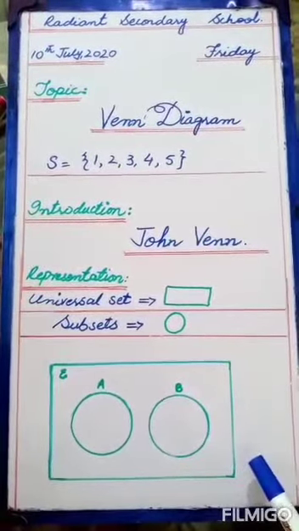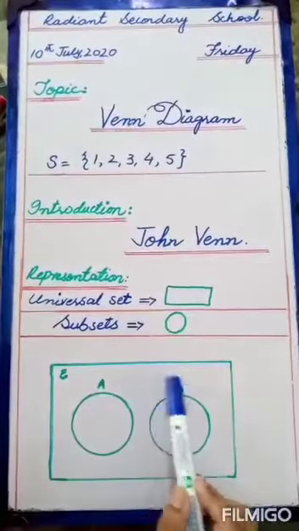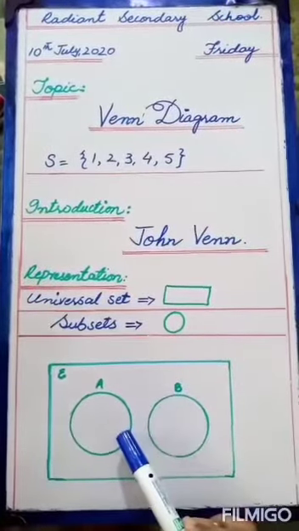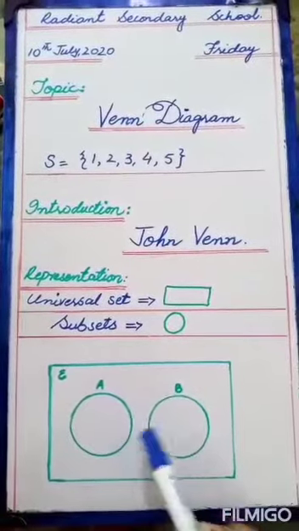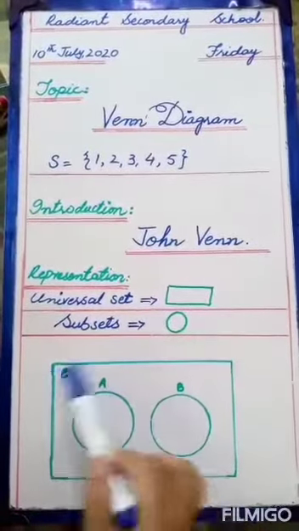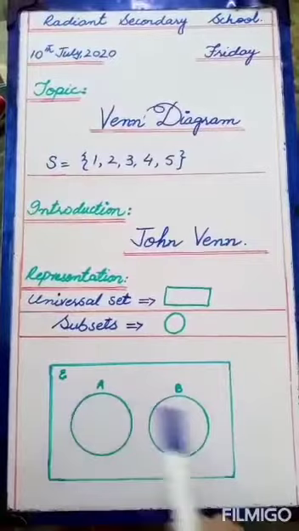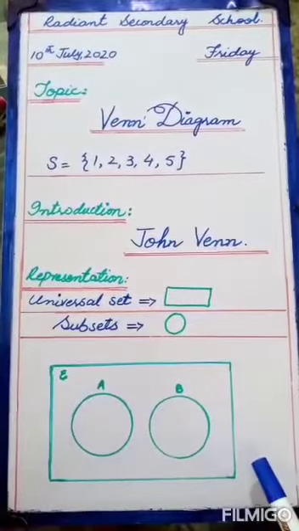And basically what is a Venn diagram? A Venn diagram shows you the relationship between the sets, enclosed within the rectangular box. This is called the Venn diagram.